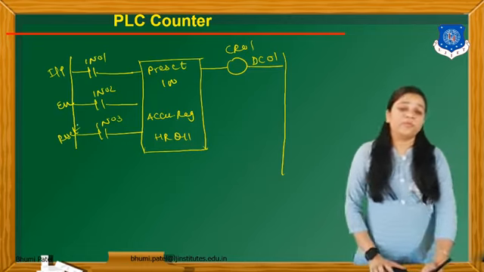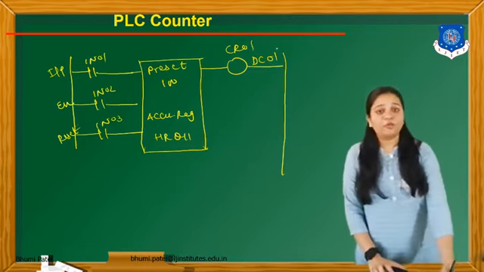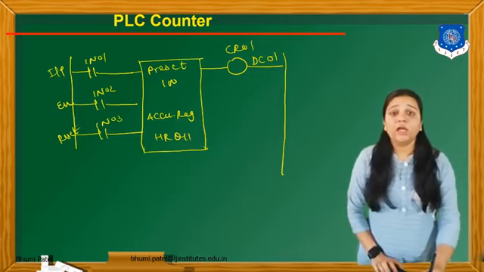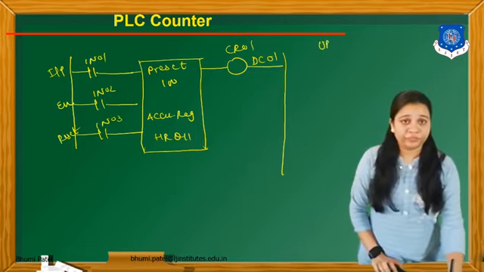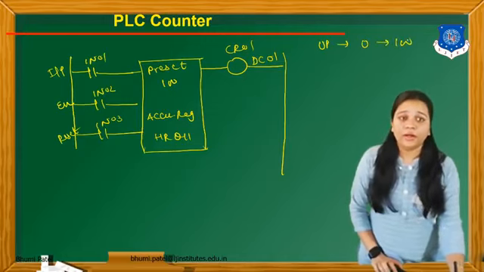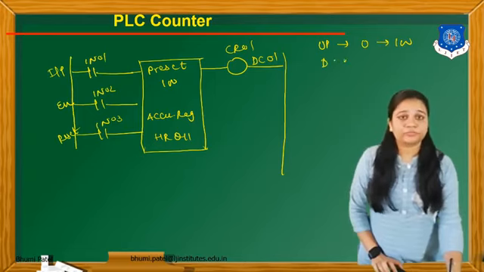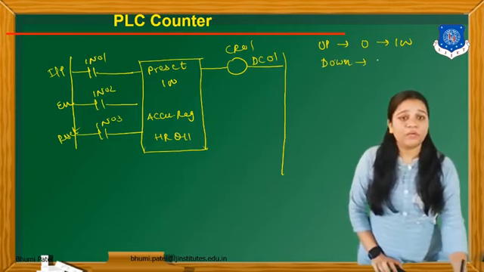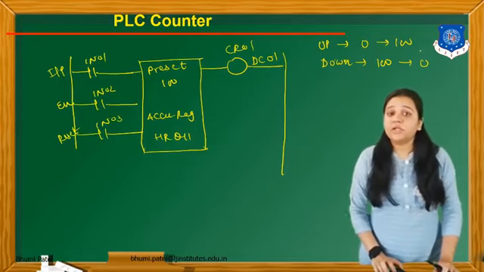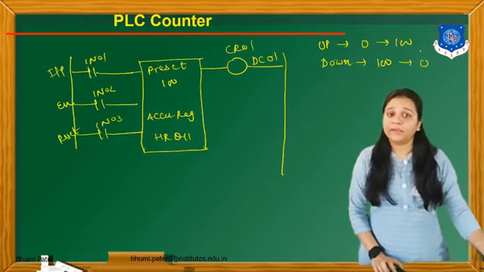Okay, so the first thing is that we have to change the command of the program. The next is, in the up counter, the count will start from 0 to 100. In the down counter, the preset value is given as 100, so the counter will start from 100 and count down to 0. So this is the difference between the up counter and the down counter.